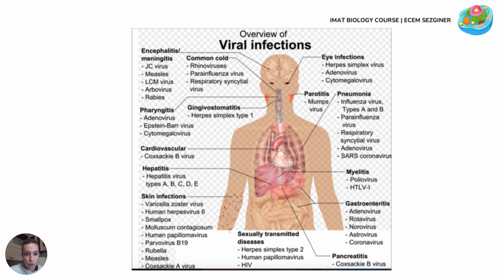Here are some examples of viral infections. The common cold, for example, is quite important to know that it's caused by viruses. Hepatitis A, B, C, D, E, it's easy to know about hepatitis, so you can check. There are different viruses that cause gastroenteritis, and you can stop and check the further examples here. And obviously, coronavirus is an RNA virus.